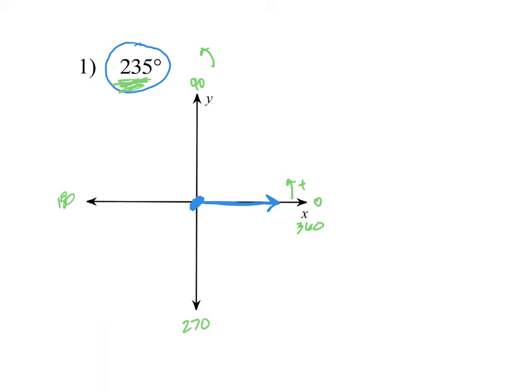Now, we're trying to go 235, and essentially we're just going to fake this thing as best we can. So we know we're going in the positive direction. We go way past 90. We're going to go past 180, and we're about 55 degrees past 180. So that's probably about right here. We don't want to make it to 270. We're only at 235. So we want to make it to there, and then wherever you stopped, that's where you're going to draw your terminal side.